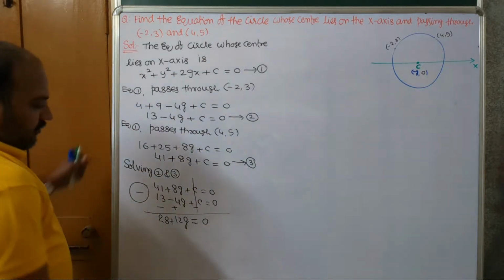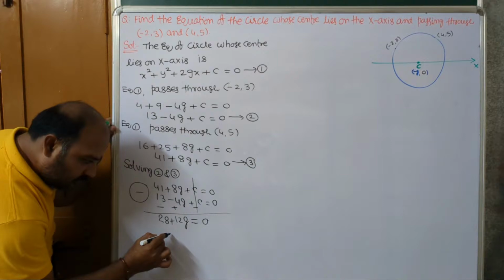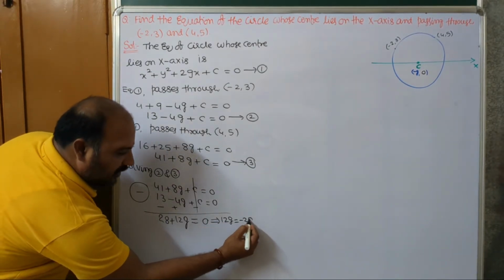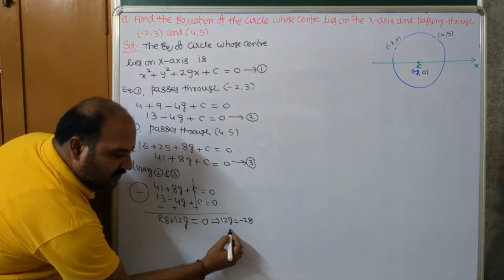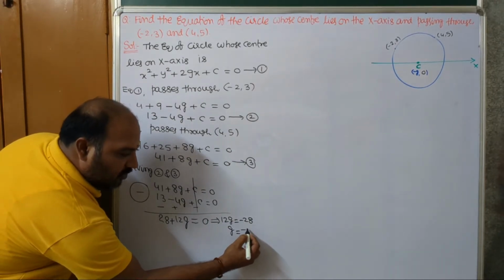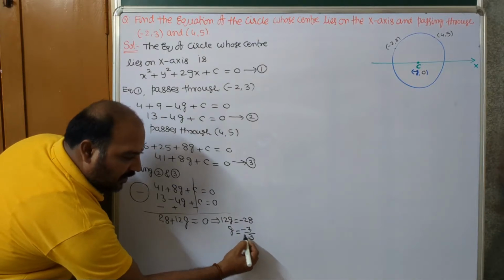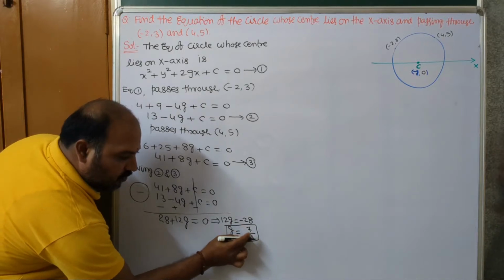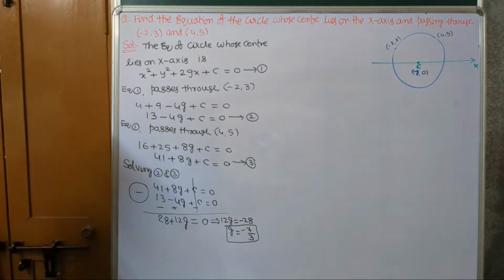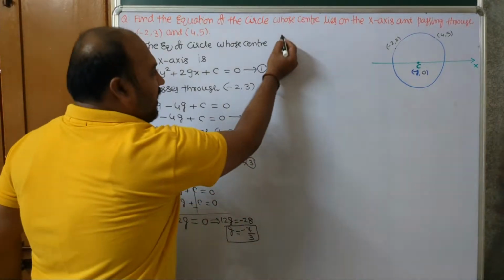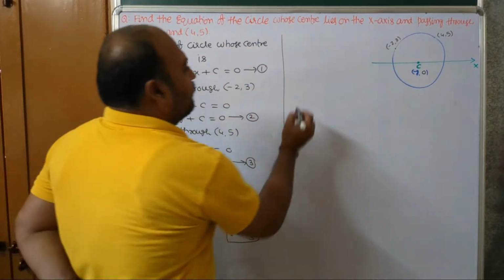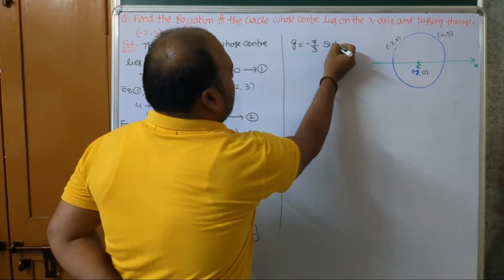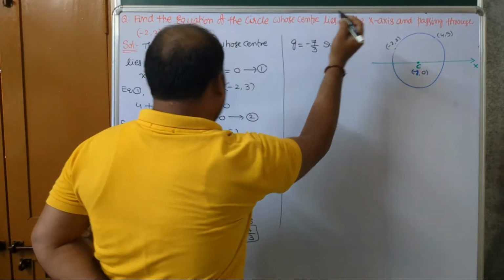Yes. So from here, 12g equal to minus 28. 4 sevens are 28, 4 threes are 12. g equal to minus 7 divided by 3. So g value is minus 7 by 3. After getting the value of g equal to minus 7 by 3, substitute in equation 2.